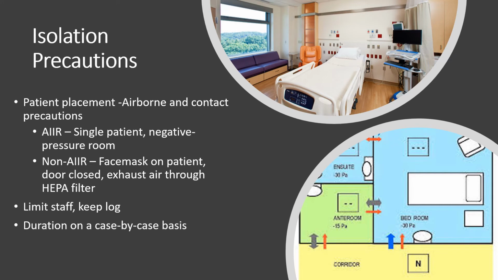Hospitalized patients should be placed in an airborne infection isolation room. Also known as an AIIR, these are single-patient negative air pressure rooms with air exhaust through HEPA filters. If an AIIR is not available, the patient should wear a face mask and be placed in a treatment room with air exhaust through HEPA filters, maintaining the door closed. Patient care staff should be limited and a log kept of entries and exits. Isolation duration is on a case-by-case basis and requires input from local, state, and national health authorities.